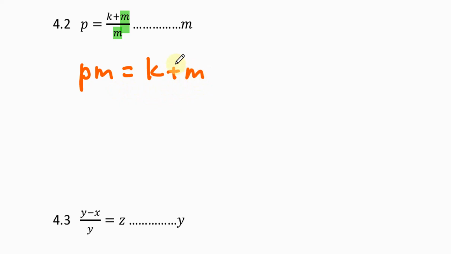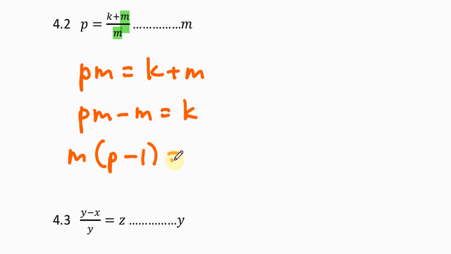Now we bring all the terms containing m to the left-hand side. So once again, m appears in two terms here in this equation. So we're going to bring this m to the left-hand side. It's going to become negative m. Now we take out a common factor of m. And since we are multiplying by p minus 1 on the left-hand side, we simply divide by it on the right-hand side.